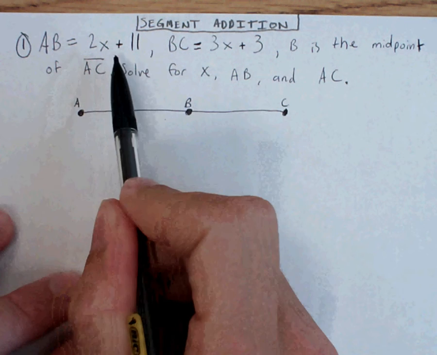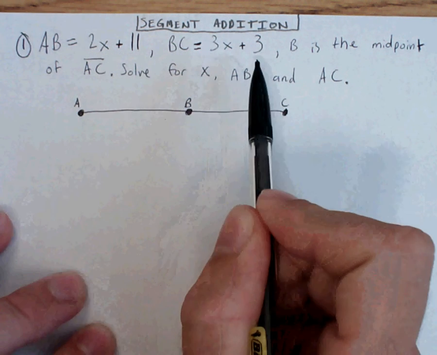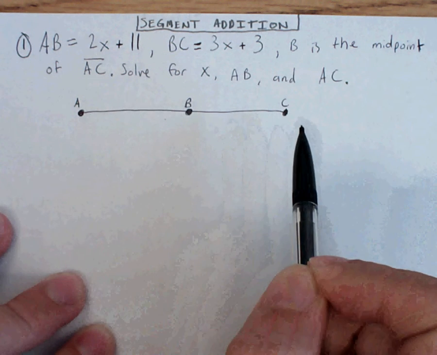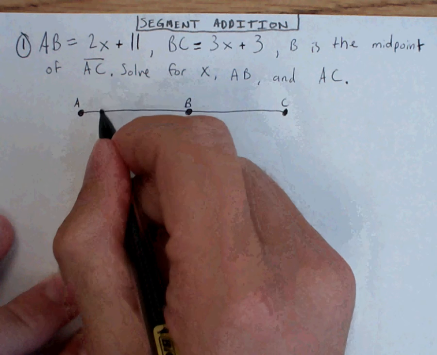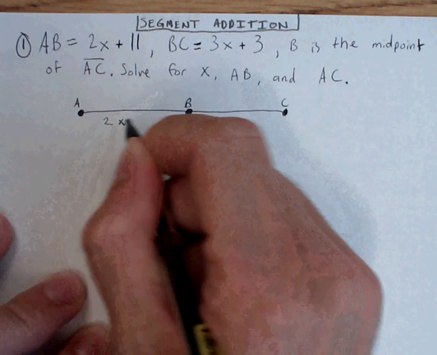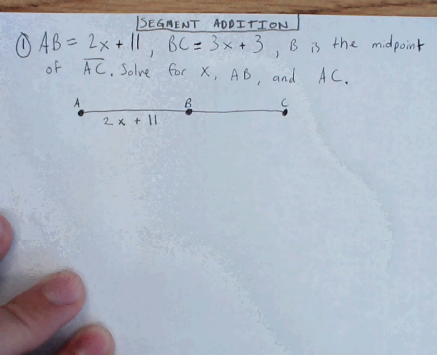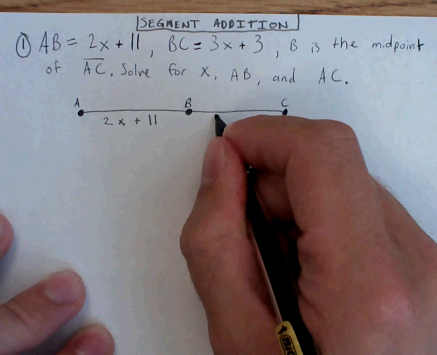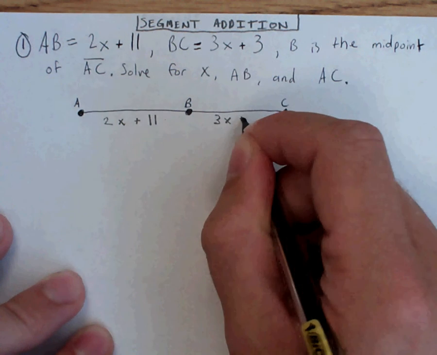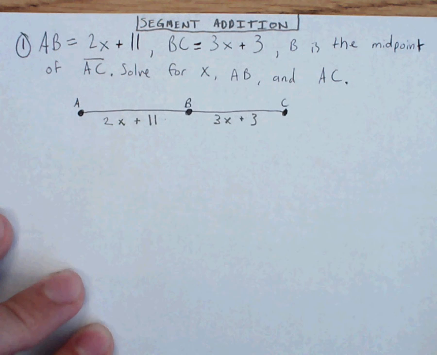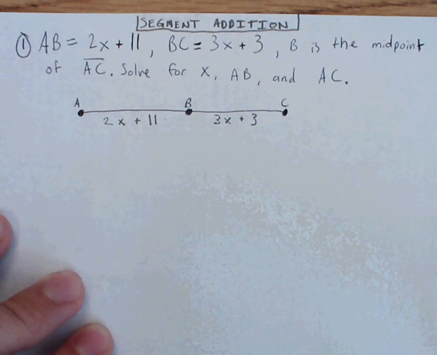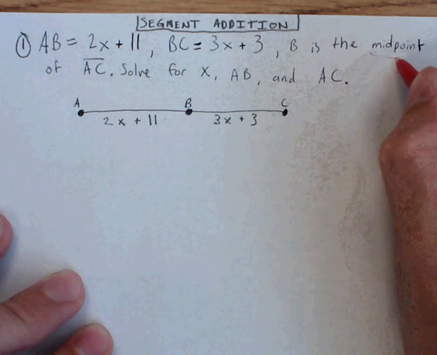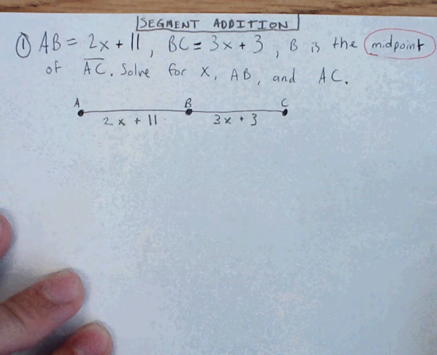We have information here about AB and BC, so we can put that into our picture. Let's do it. So it tells us that AB is 2x plus 11. So I'm going to copy that information right underneath of AB. And the right side, BC, is 3x plus 3. And the last piece of information, which is very, very key, and I'm going to circle this, it says that B is the midpoint of AC.